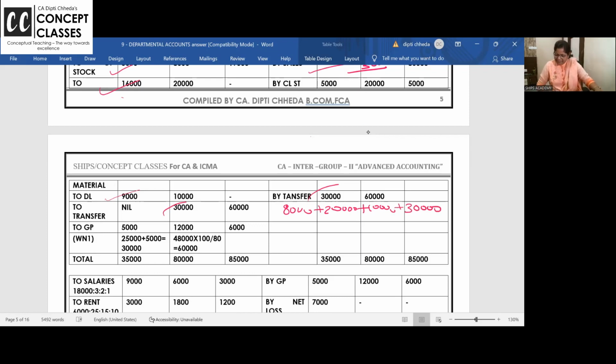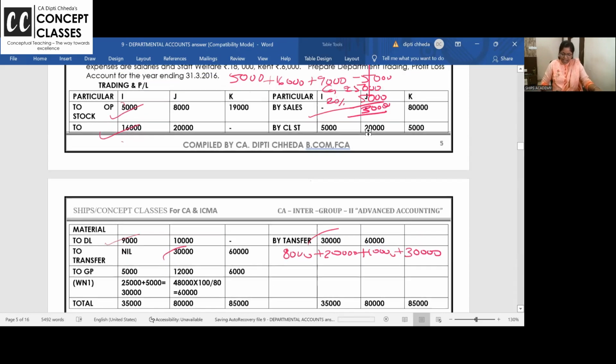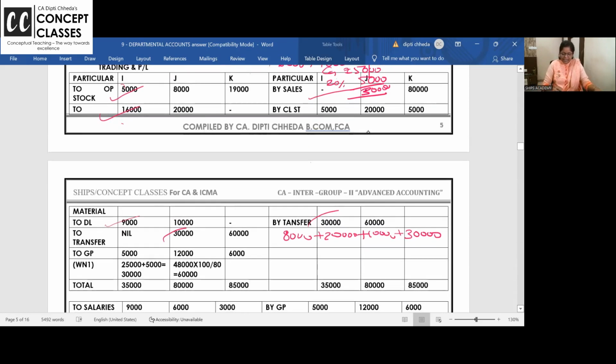Are you all following this? So yeah, you can keep calculator and calculate. Opening stock is 8,000. My own purchase is 20 and labor I have paid 10 and 30 transfer आया है J को I से. And what is the closing stock here? 20,000. करो कितना आ रहा है? 48,000 is the cost of goods for J.